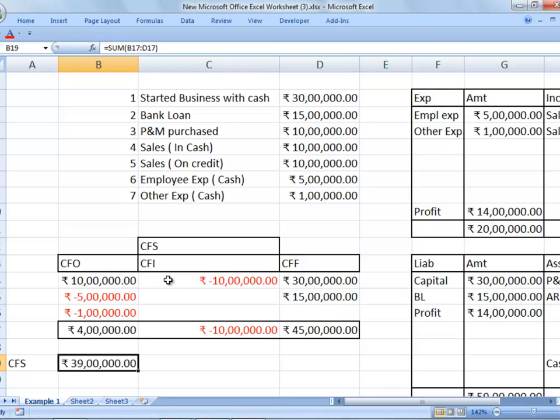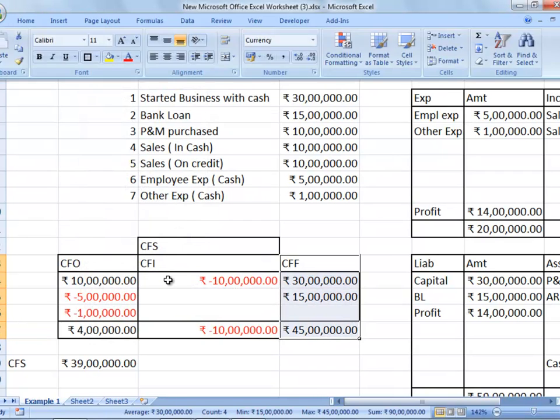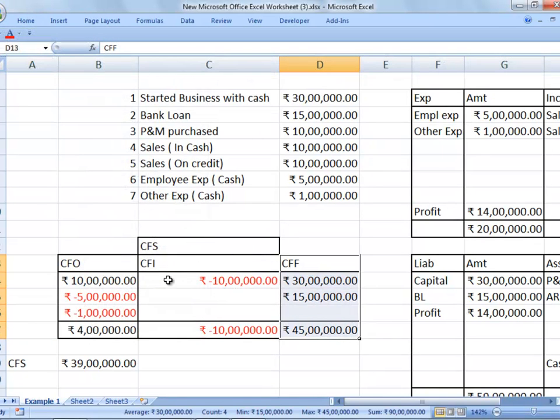Are we clear? Okay. Now see, can you notice that in your CFO, all the items that you have are generally the items which would go to your profit and loss account? What do you have here? 10 lakhs of sales, and again 5 lakhs of employee expense, 1 lakh of other expense. Generally the items you should go to your profit and loss account.